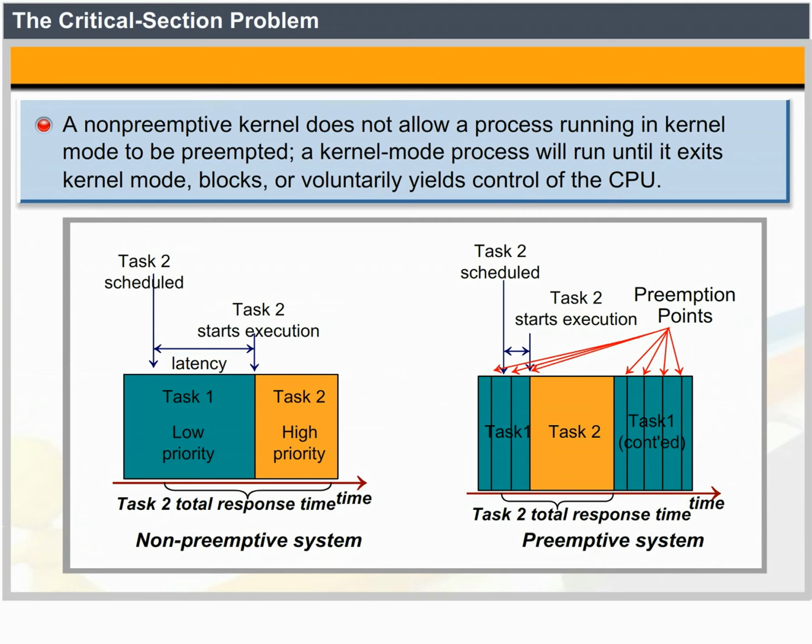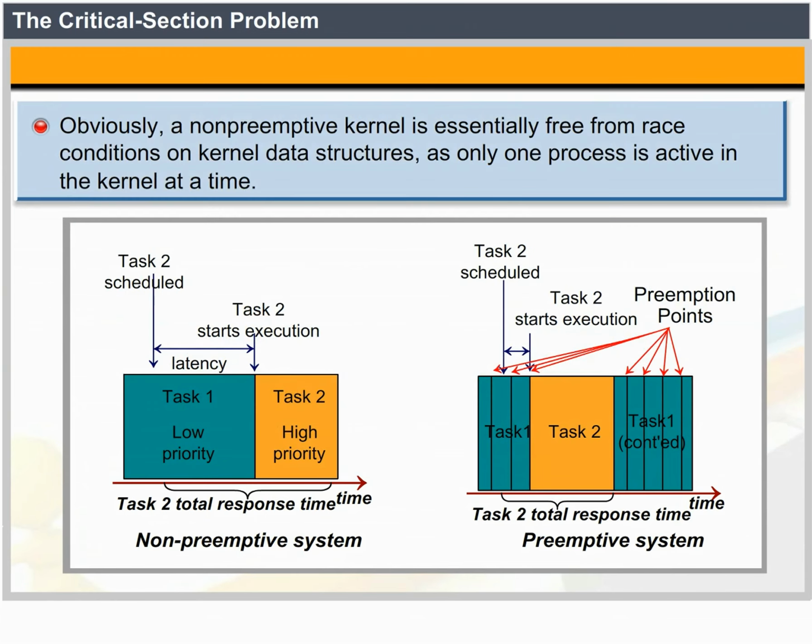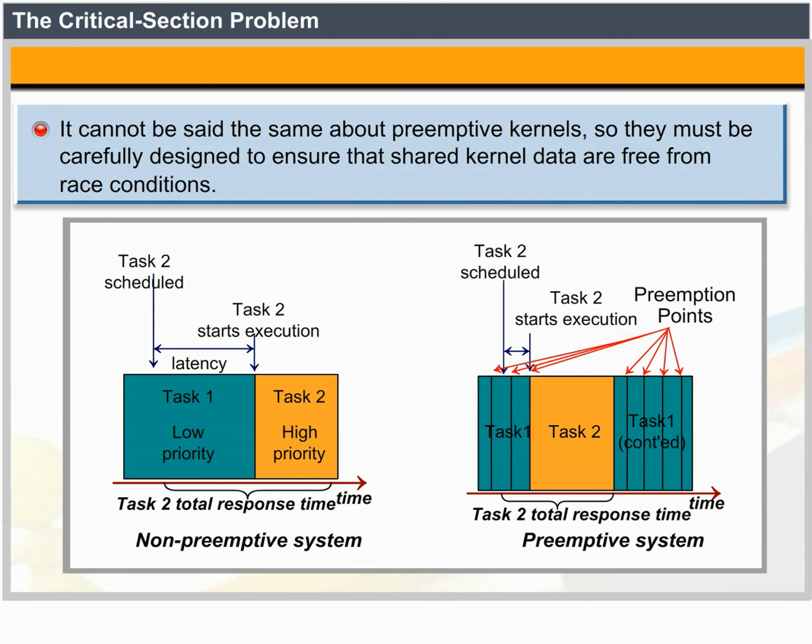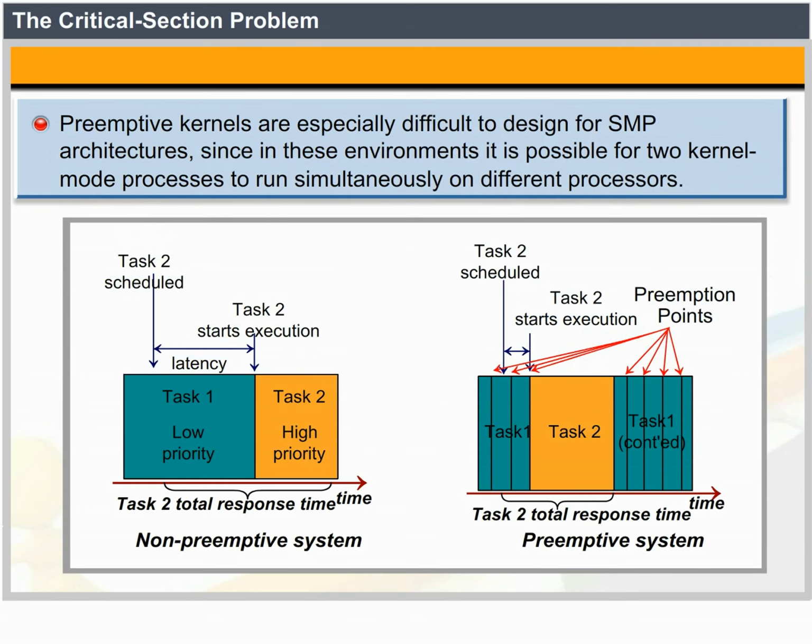Obviously, a non-preemptive kernel is essentially free from race conditions on kernel data structures, as only one process is active in the kernel at a time. We cannot say the same about preemptive kernels, so they must be carefully designed to ensure that shared kernel data are free from race conditions. Preemptive kernels are especially difficult to design for SMP architectures, since in these environments it is possible for two kernel mode processes to run simultaneously on different processors.